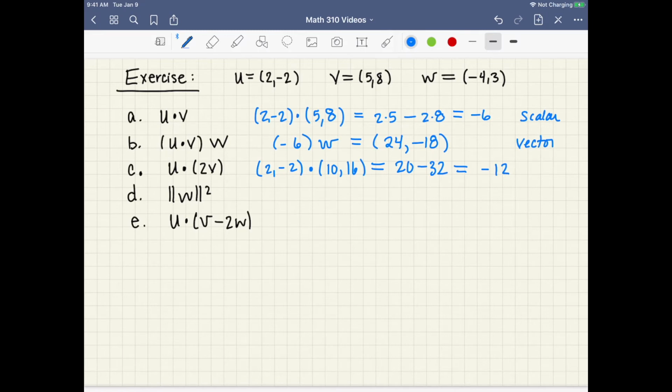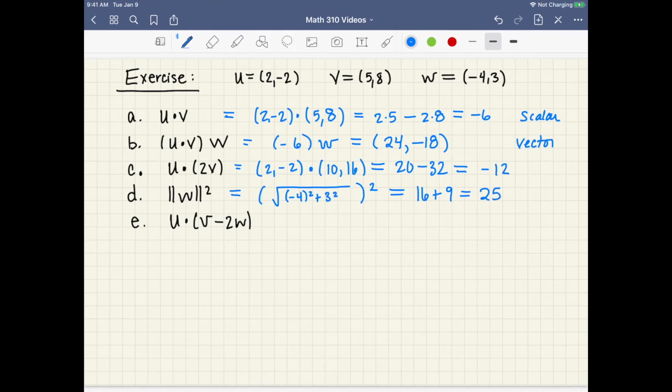Problem d is the length of w squared. So for this, we're going to have the square of the square root of the entries of w all squared and added together. So minus 4 squared plus 3 squared goes under the radical. That would give us the length of w, but then we square everything because it's the length of w squared. So this is 16 plus 9, which is 25. The length of w, by the way, is 5.